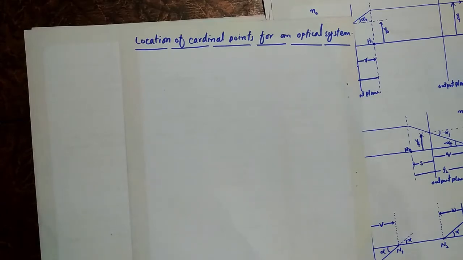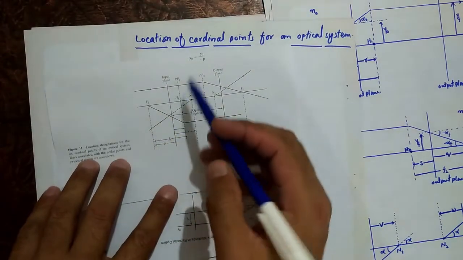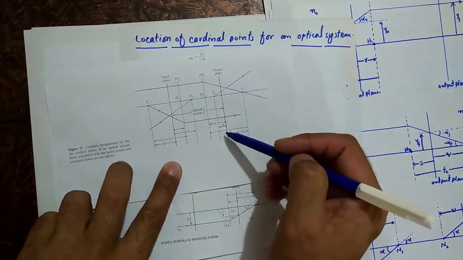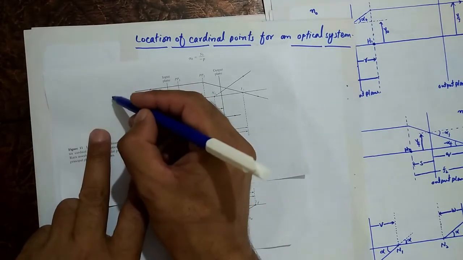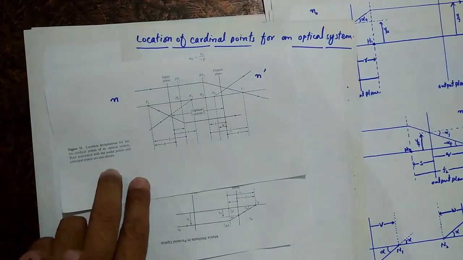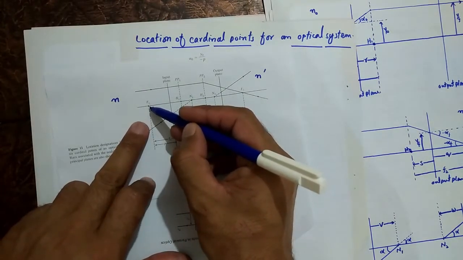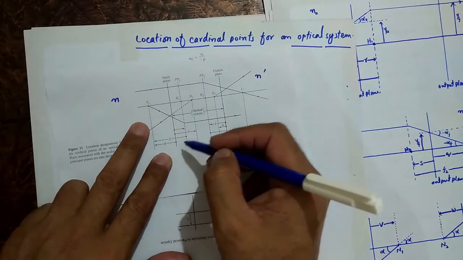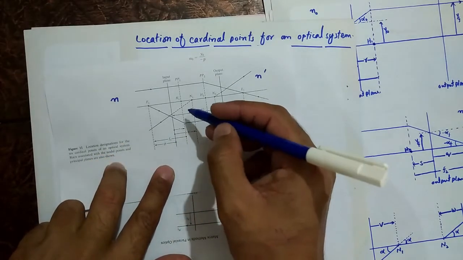So first I have this diagram. Let me remind you. Here we have an optical system which has an input plane, and this one is the output plane. Let the refractive index here be n. Here the refractive index is n prime. Clear? Here this is the front focus point, which is at a distance p from the input plane, while it is at a distance f1 from the front principal plane.